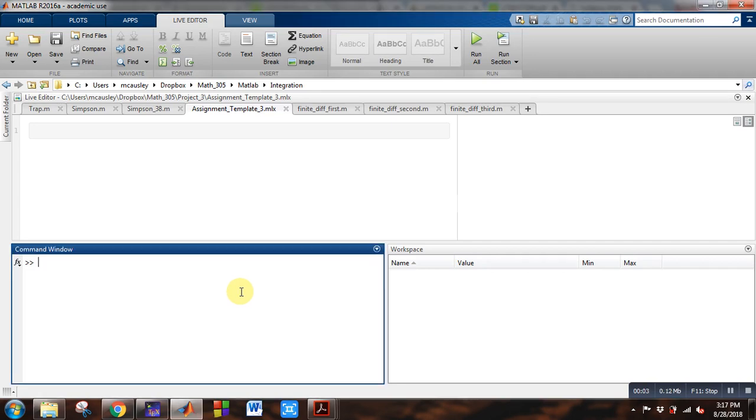So the first thing we're going to look at this time is constructing finite difference approximations using Matlab. Finite difference approximations approximate derivatives of functions. So one thing we could do is take a look at a certain function, maybe a polynomial, for example, like this.